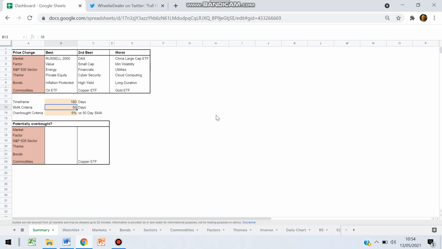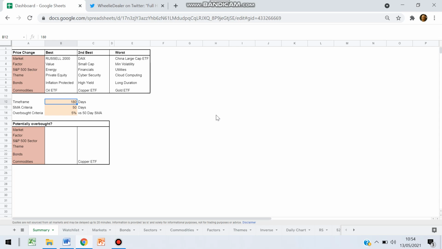Then I'm saying that I've got my overbought criteria. At the moment it's set quite tight at 5% above a 50-day simple moving average. So if it's too extended from a moving average, then it could possibly have a pullback and you're possibly a bit late into this momentum party. So just be careful if you're buying that.